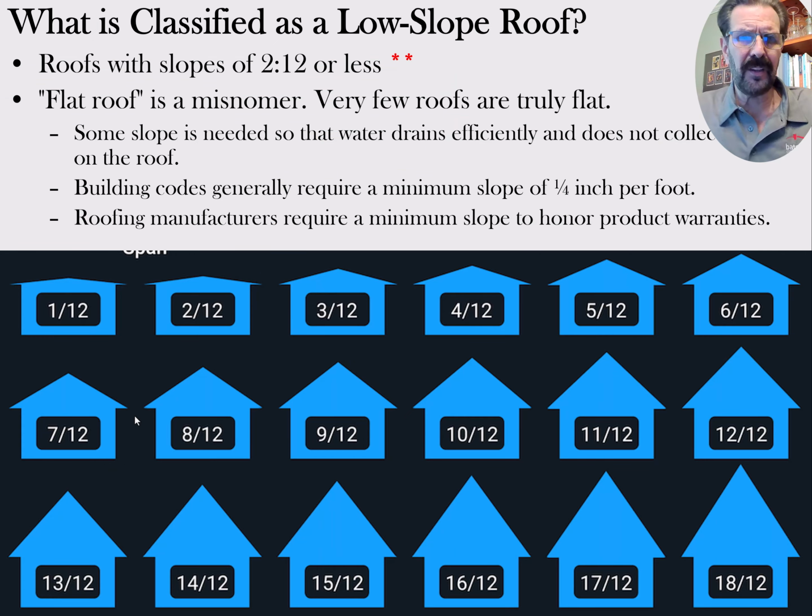So what is a low slope roof compared to a steep slope roof? We'll deal with steep slope roofs after this section, but we go by a roof slope. A roof slope that's a low slope would be a 2:12 slope or less. So what do we mean by that? Well, for every 2 inches that we go vertically, we go over horizontally 12 inches. Well, the horizontal number is always 12 inches.